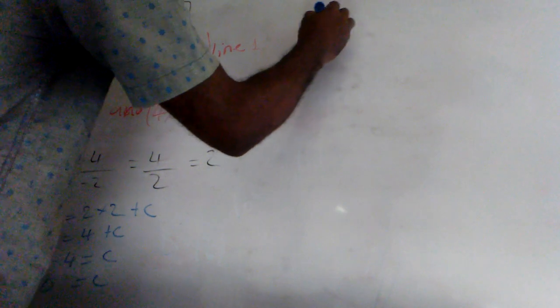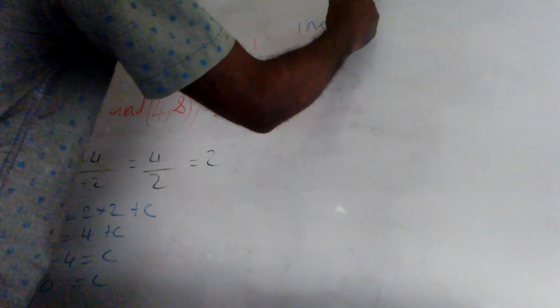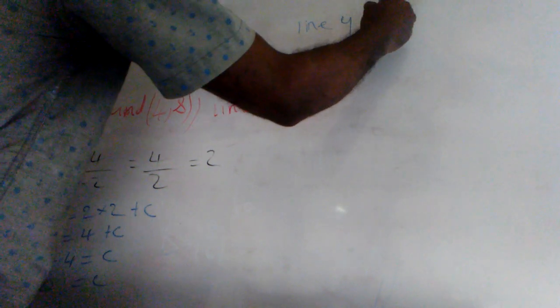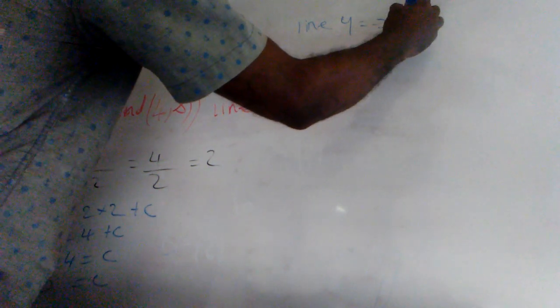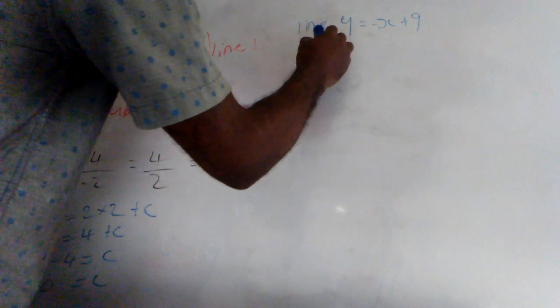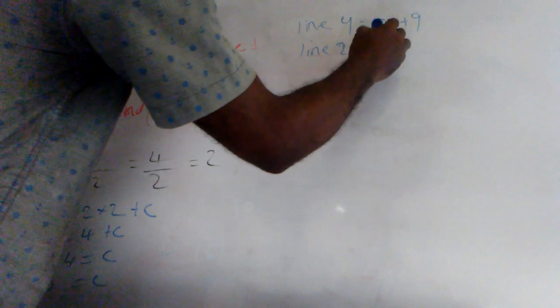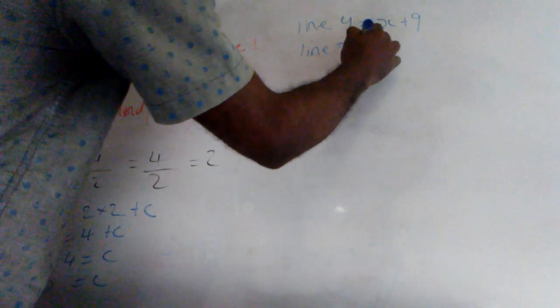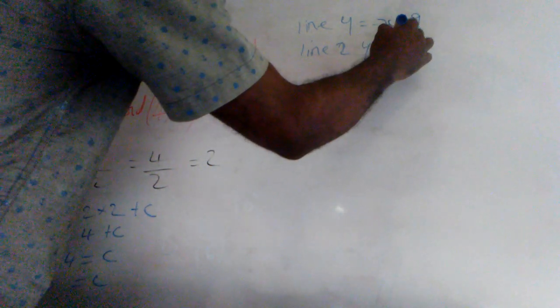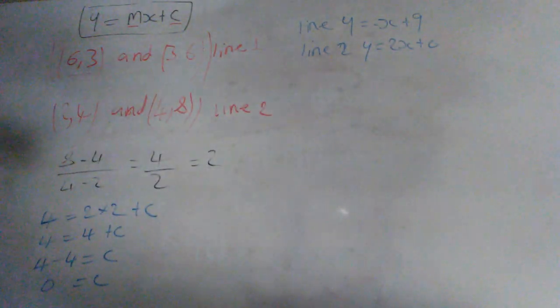So for line 1, I'll have y equal negative x plus 9. And for line 2, I'll have y equal 2x plus 0, or y equal 2x.